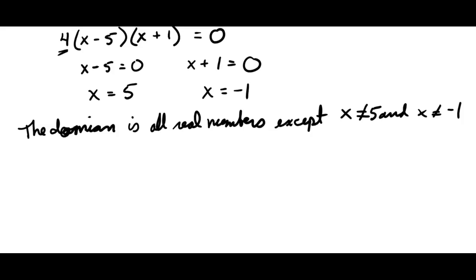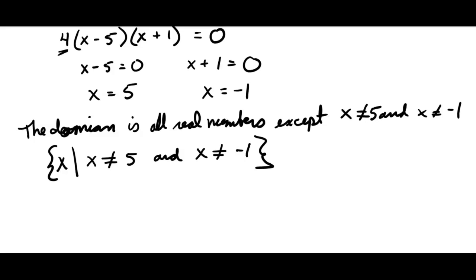The set notation, which is what I saw in WebAssign, they write this way. The domain is the set of x such that, that's what that long line means, such that x cannot be 5, and I think they just put a comma, x cannot be negative 1.